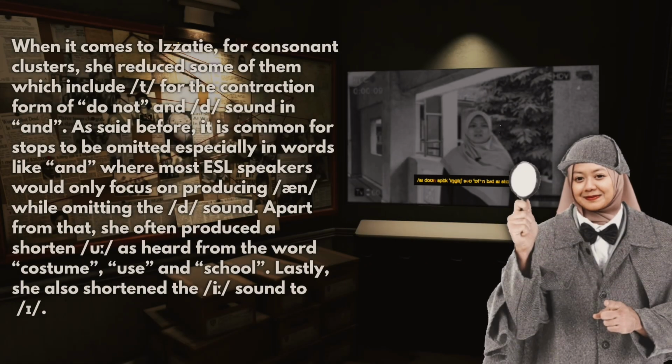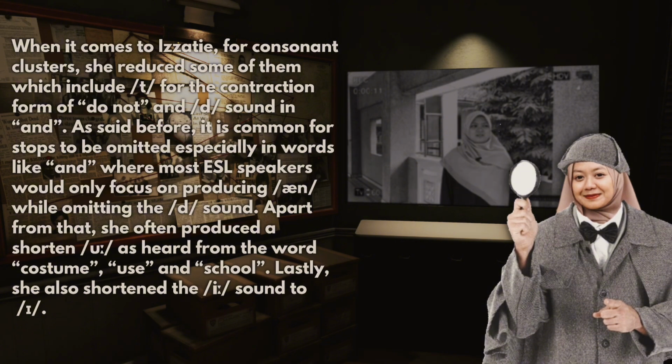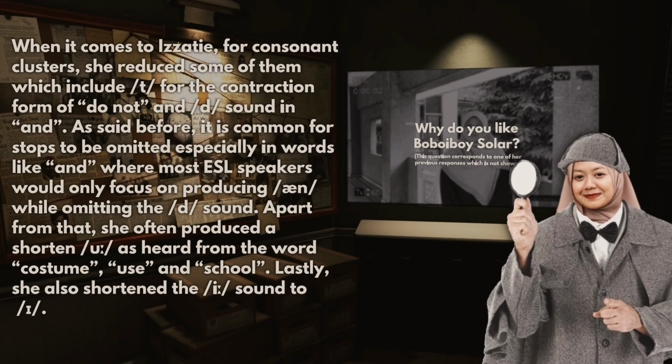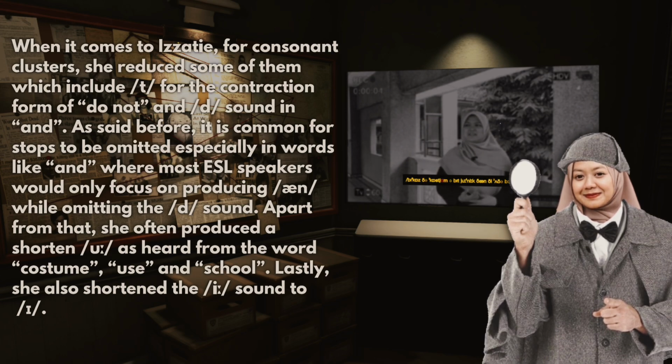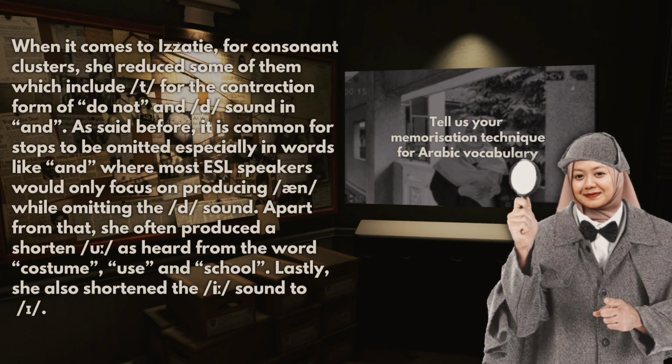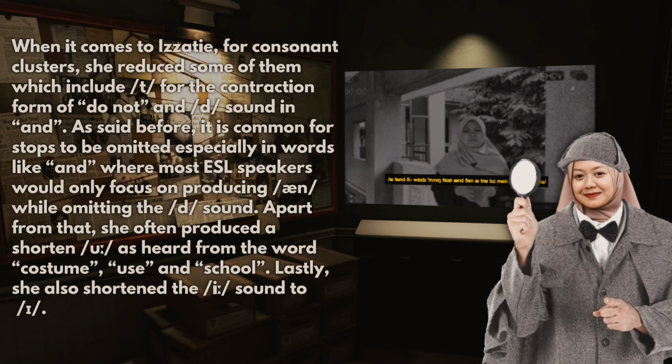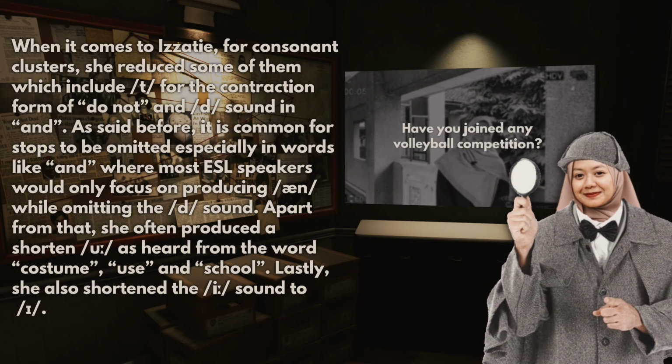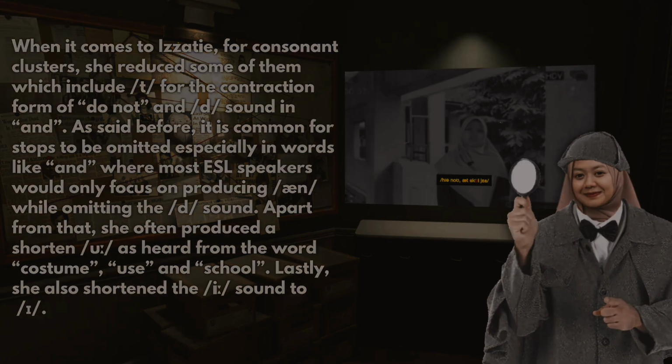When it comes to Izzati, for consonant clusters, she reduced some of them, which include the contraction form of do not and the sound in and. As said before, it is common for stops to be omitted, especially in words like and, where most ESL speakers will only focus on producing n while omitting the d sound. Apart from that, she often produced a shortened u, as heard from the words costume, use, and school. Lastly, she also shortened the e sound.